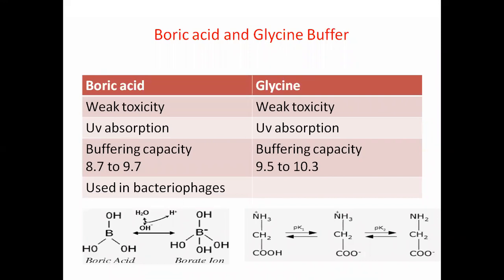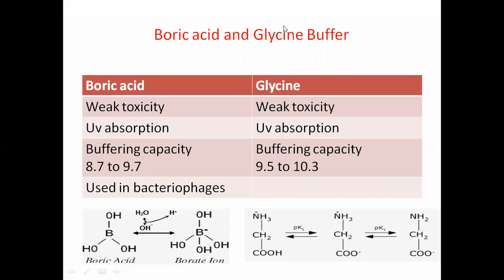Boric acid buffer is able to buffer between the range 8.7 to 9.7, and the glycine buffer is able to buffer between the range 9.5 to 10.3. And the boric acid buffer is normally used with bacteriophages. Now here you can see their equilibrium or their dissociation, which is applied in the Henderson-Hasselbalch equation.